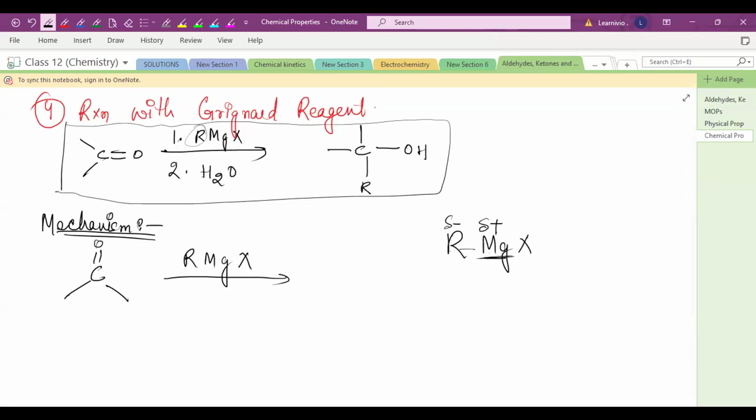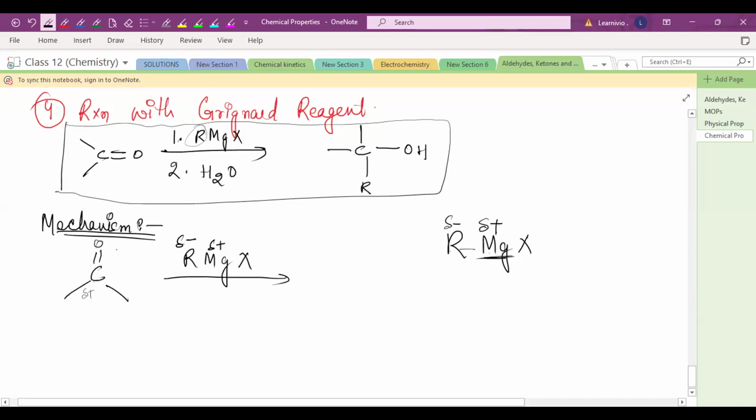Commonly the alkyl group will get the positive charge. But here, just opposite होता है in the Grignard reagent. The metal is attached to the alkyl group, so metal will get the positive charge and the other group will get the partial negative charge. Right? This will get partial negative charge and this will get partial positive charge. And between this carbon and oxygen, this is partial positive, right? Because oxygen is more electronegative, so it will acquire partial negative charge. So the other atom will get the partial positive charge.